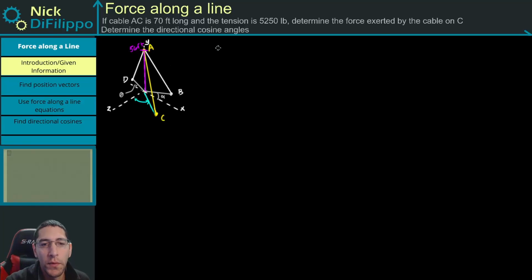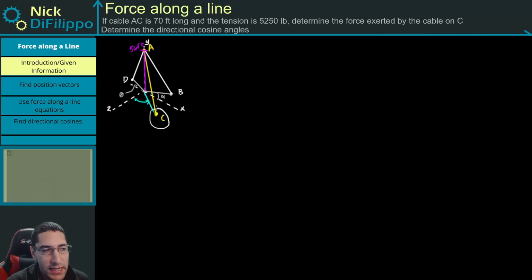In this problem, we have this tower that is connected with three cables, cables AD, AC, and AB. Now in this problem, we're told that the cable AC, this yellow line, has a length of 70 feet and a tension of 5,250 pounds. Now we want to determine the force exerted by the cable on point C.